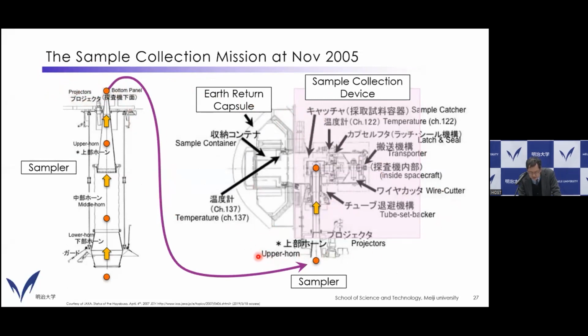This figure shows a sample collection device and the Earth return capsule. The top of the sampler connects to this device here. This device consists of a tube set backer, wire cutter, transporter, latch and seal mechanism, thermocaps, and so on. Please look at the sample. This sample moves upward to the center of the device and stays.